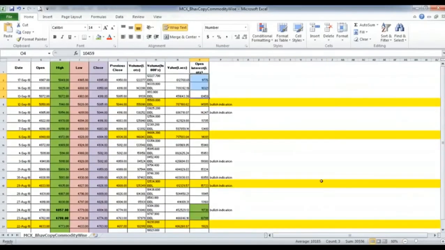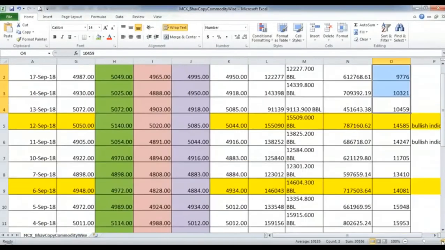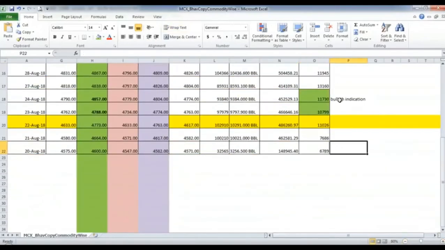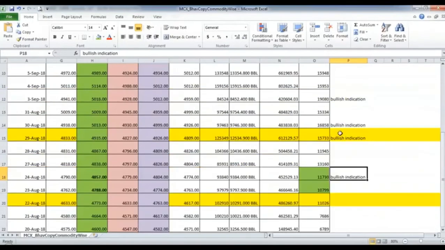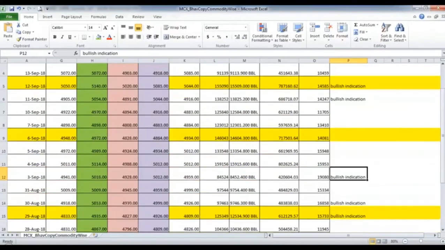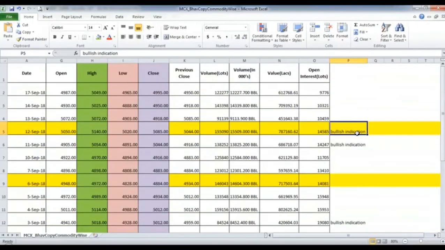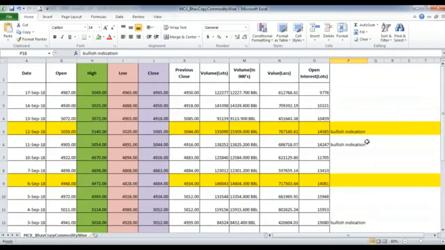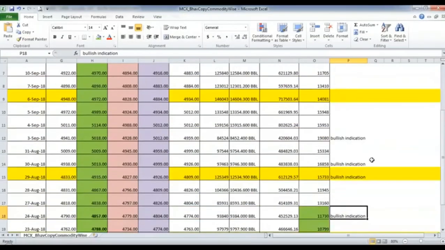Now tell me something. During this month, when the contract was active, what were the indications which were coming in? Were all of them bullish? All of them. None of them was bearish. Not even a single one was bearish.